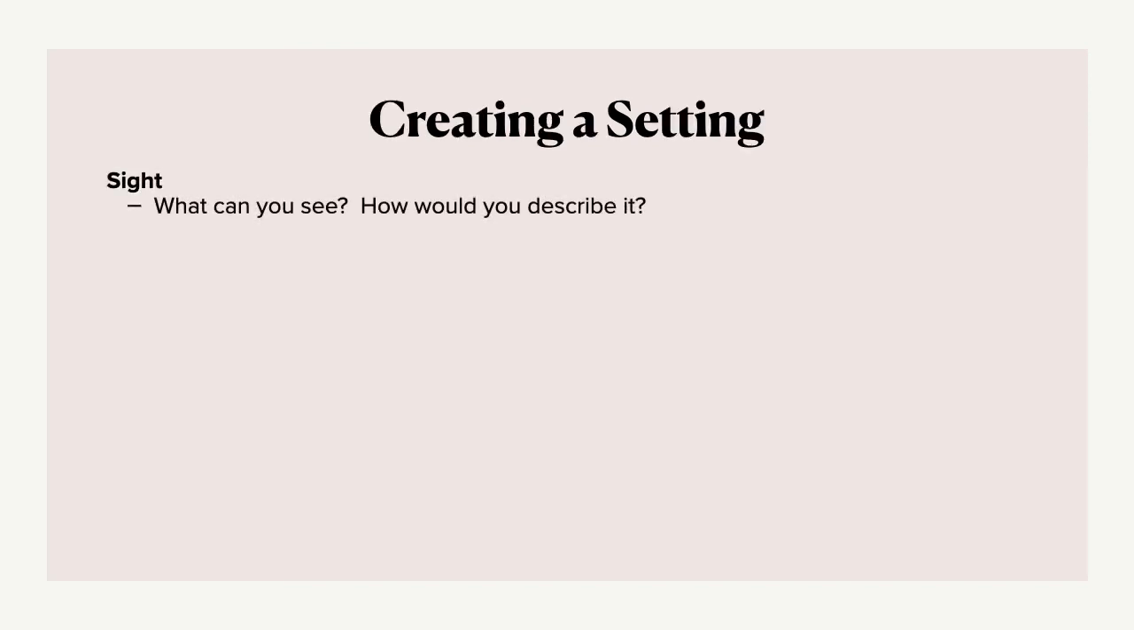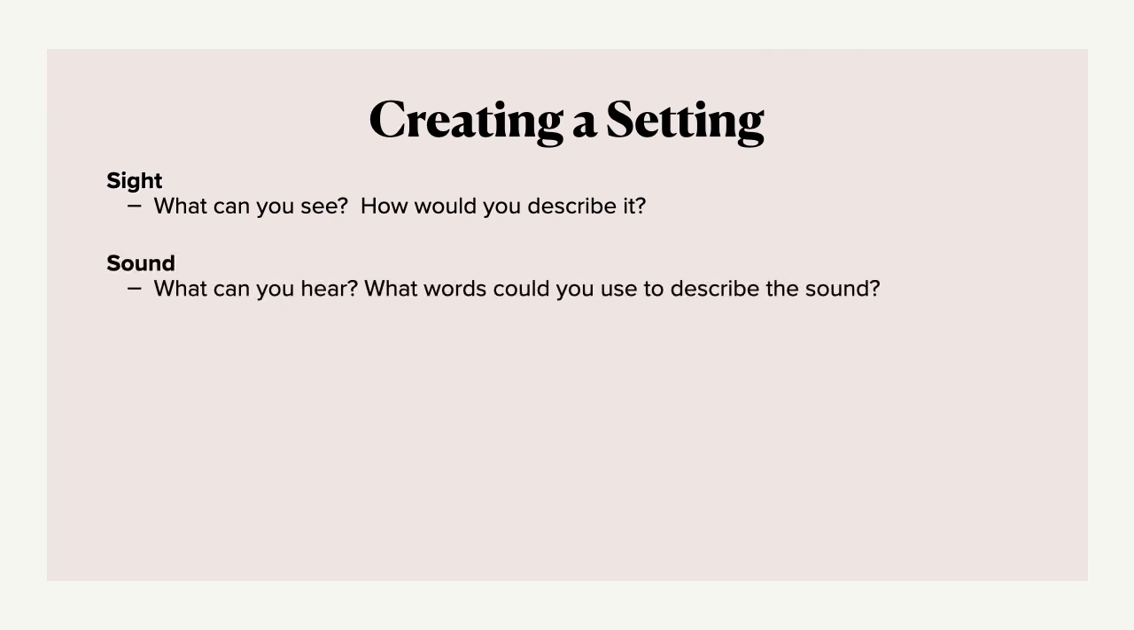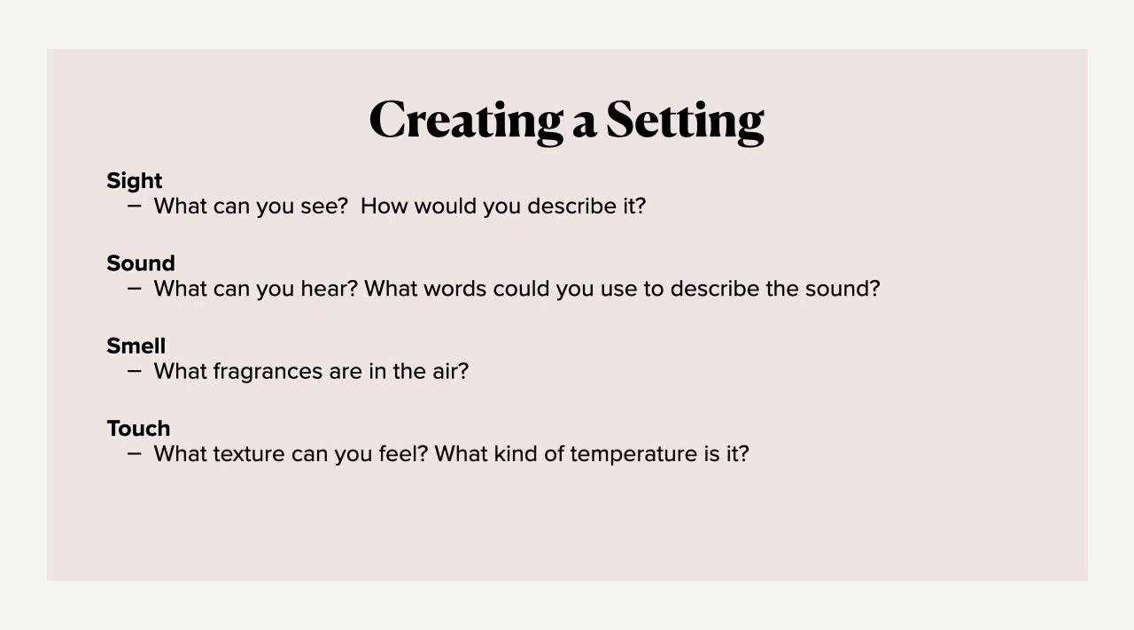So for sight, you might ask yourself, what can you see and how would you describe it? Sound, what can you hear? What words could you use to describe the sound? Smell, what fragrances might be in the air in your setting? Touch, what textures can you feel? What kind of temperature might it be? Things like that. And taste, can you almost taste any of the aromas? Like if you were at the seaside, could you perhaps taste the salty air?